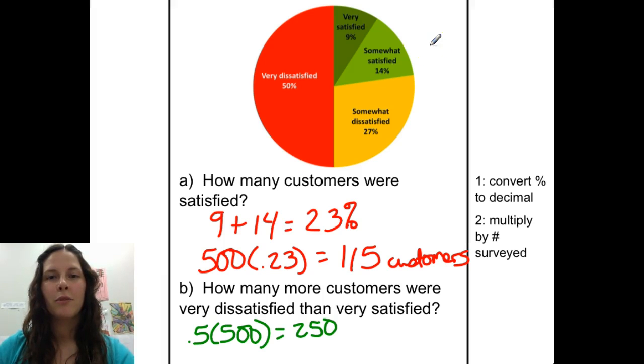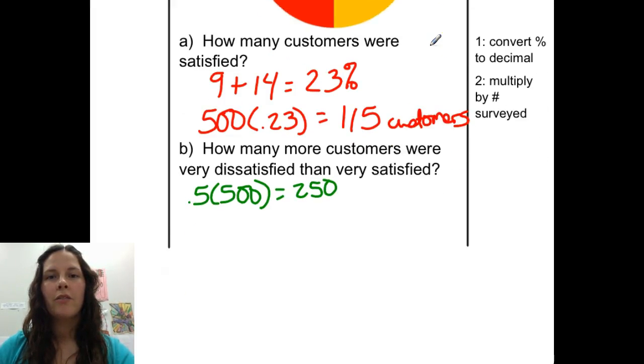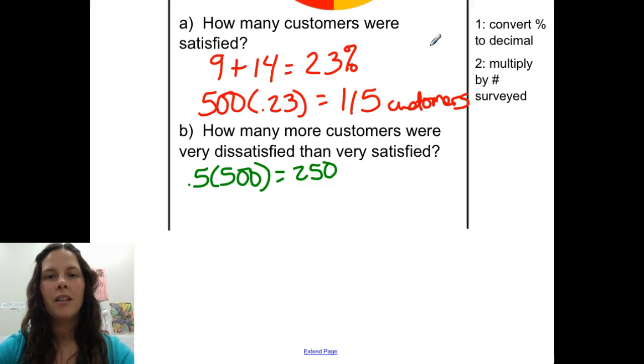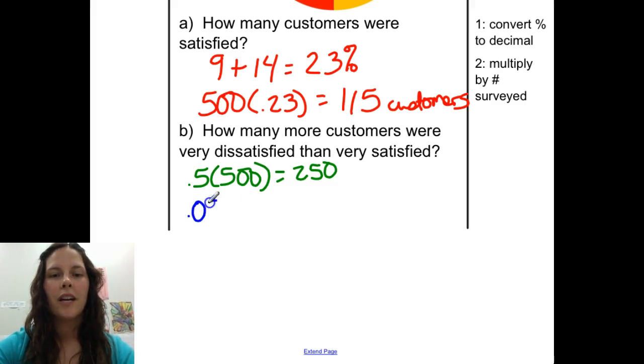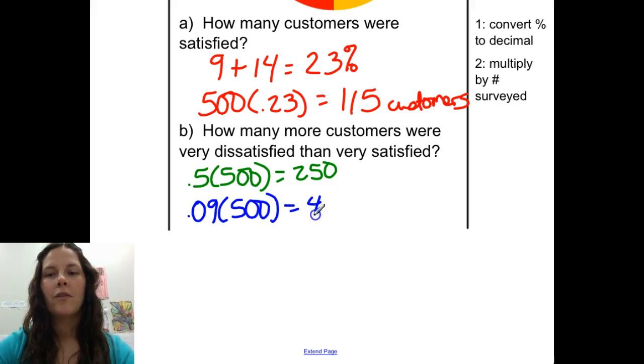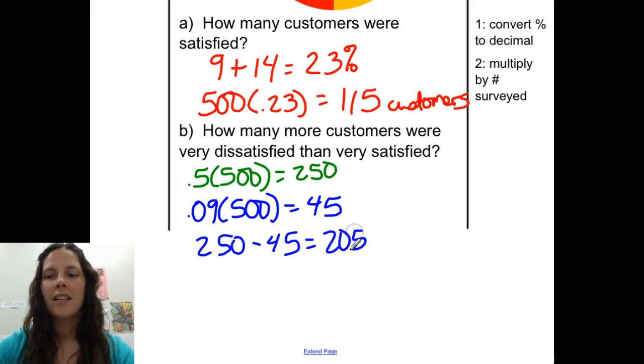9% of the customers were very satisfied. When we convert 9% to a decimal, it will be 0.09 times 500. That gives us 45 customers that were very satisfied. We'll subtract those two values to get how many more were very dissatisfied than very satisfied. In this case, we have 205 more customers were very dissatisfied than were very satisfied.